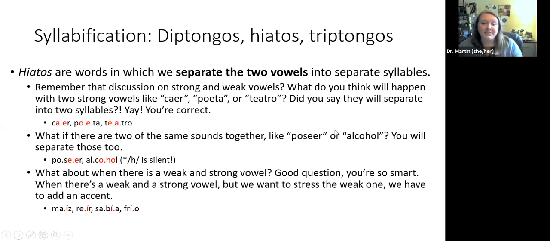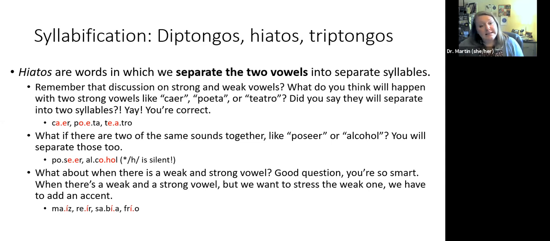What about if there are two similar sounds, the same sounds together? All right, so these are examples of words, and this is how we say them. Poseer, alcohol. Right, so the H, even though it's silent, the two O's are side by side, and they're strong. So these are like two strong vowels, like magnetic forces, right? They kind of repel each other and separate into two syllables.